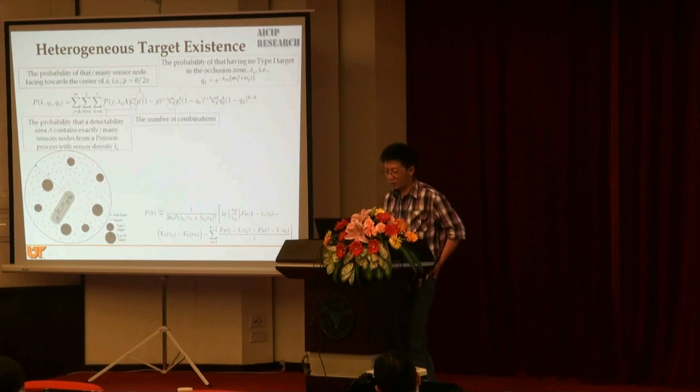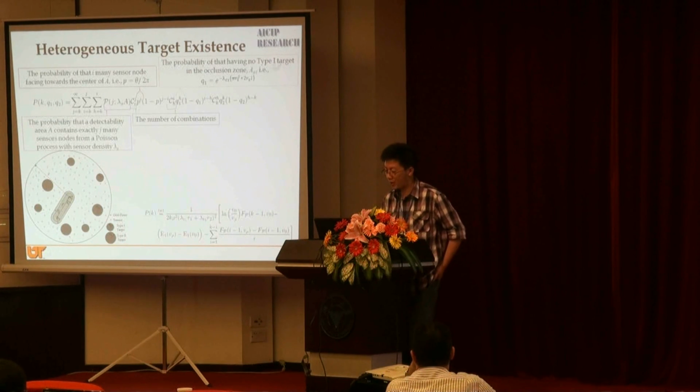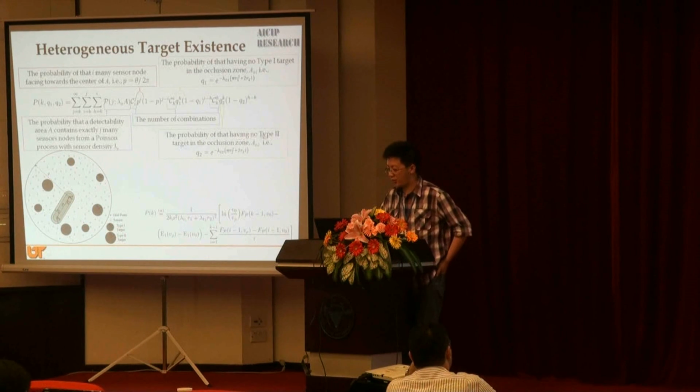PK is the equation of the probability that a detectability area A contains exactly J many sensor nodes from a Poisson process, and the probability that I many sensor nodes are facing toward the center of A, and the probability of having no type 1 target in the occlusion zone, and the probability of having no type 2 target in the occlusion zone, and C is the number of combinations.